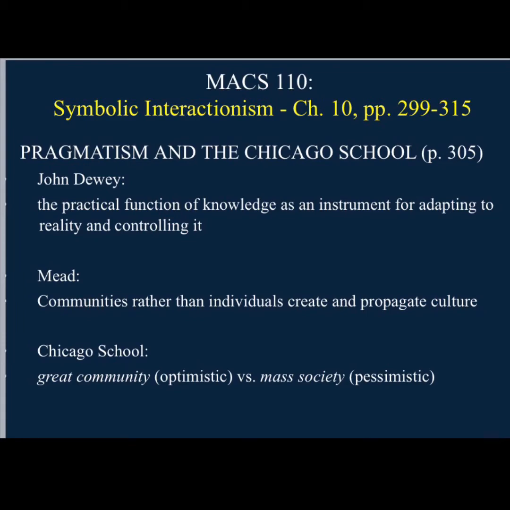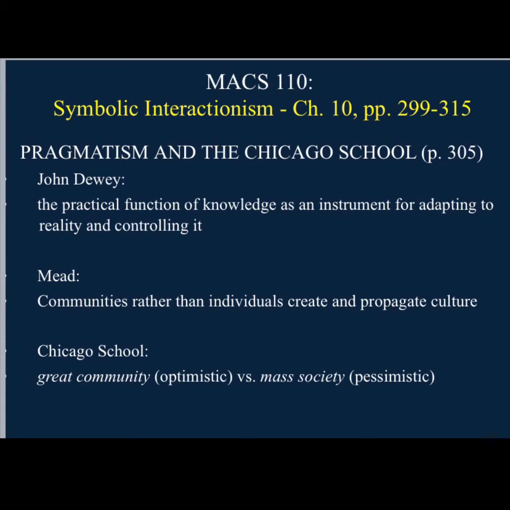Now, these ideas, pragmatism and symbolic interactionism, were both at the heart of what we called normative theory in terms of looking at the functions of the press rather than perhaps some of its more disconcerting social ramifications. Pragmatism was drawn from a theorist named John Dewey, actually, and it's defined as a school of philosophical theory emphasizing the practical function of knowledge as an instrument for adapting to reality and controlling it.